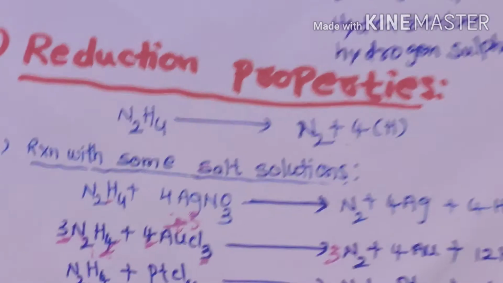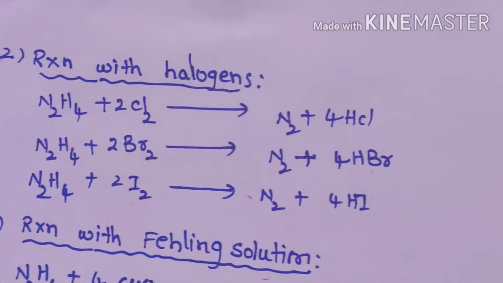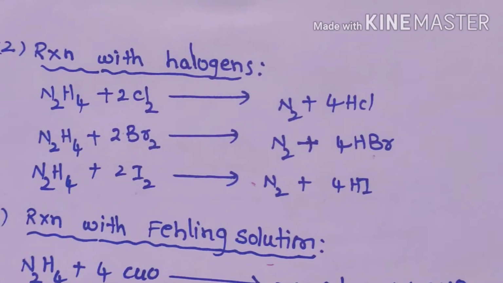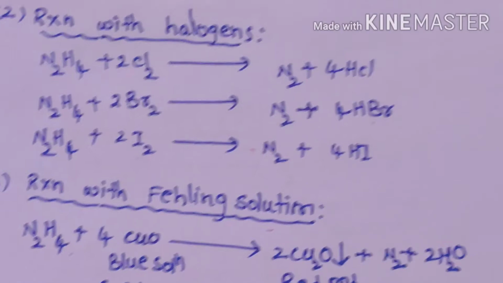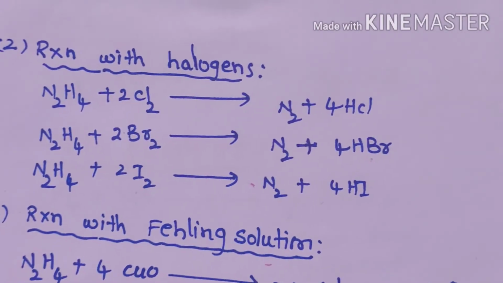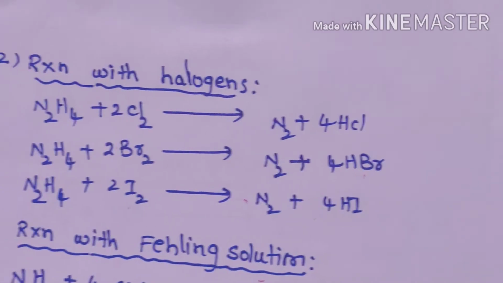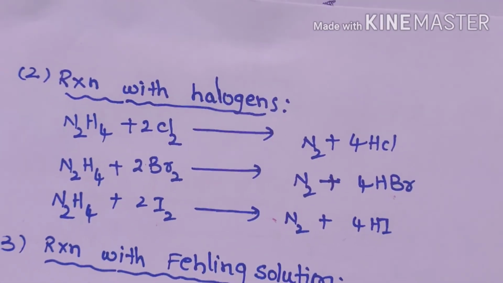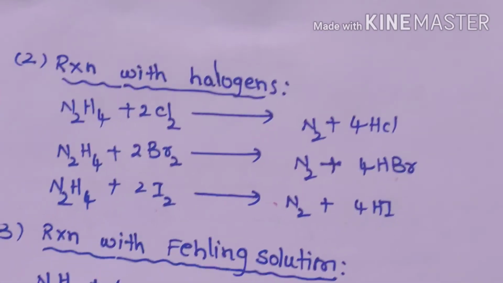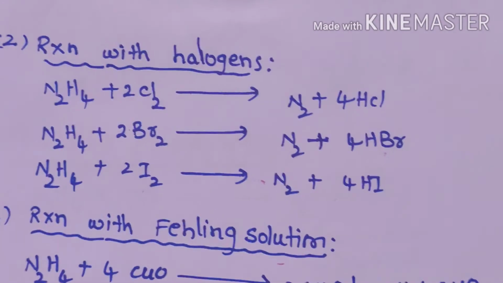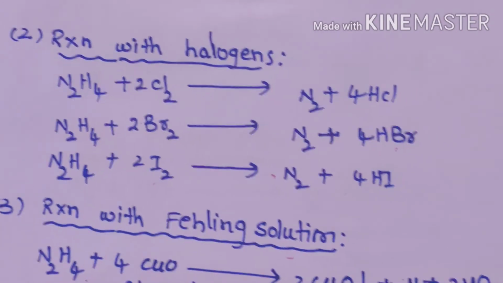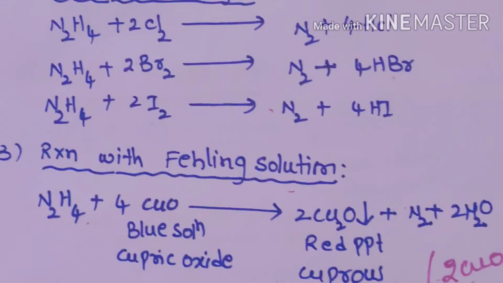Now we go for some more reactions. Here hydrazine reacts with the halogens and forms the hydrohalic acids or hydrogen halides. Hydrazine reacts with chlorine and forms hydrogen chloride. It reacts with bromine and forms hydrogen bromide. Hydrazine reacts with iodine and forms hydrogen iodide. These fluorine, chlorine, bromine and iodine are known as the halogens. Now we go for the reaction with Fehling's solution.